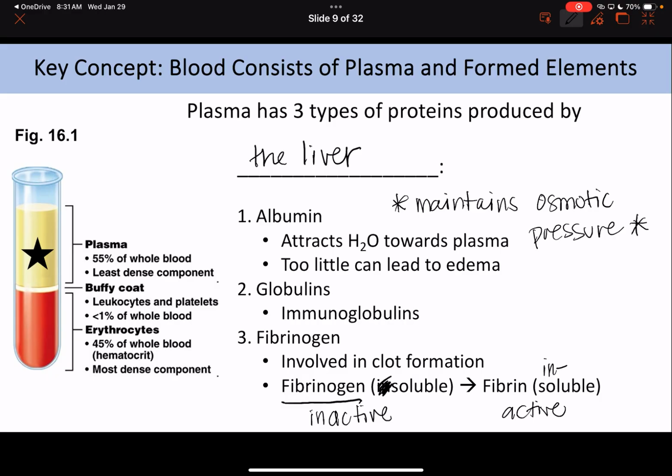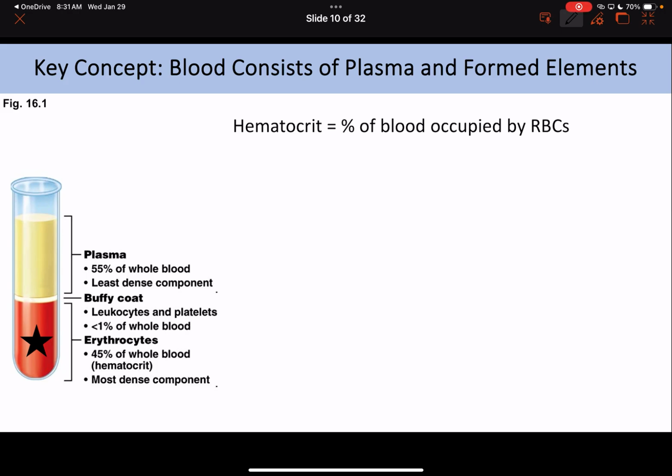Okay, questions about those three proteins? Okay. So hematocrit is the percentage of blood that's occupied by our red blood cells. You should know that it's about 45%. So about 45% of our blood is occupied by red blood cells.